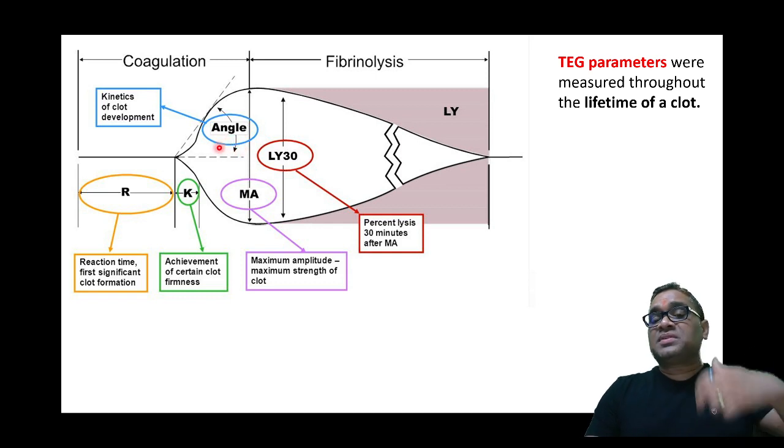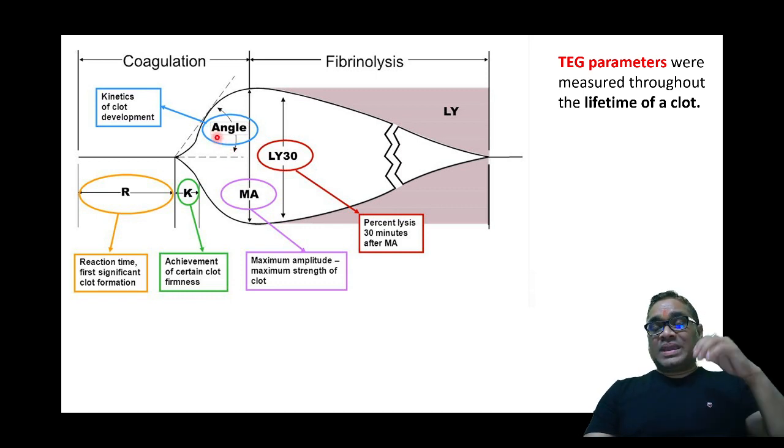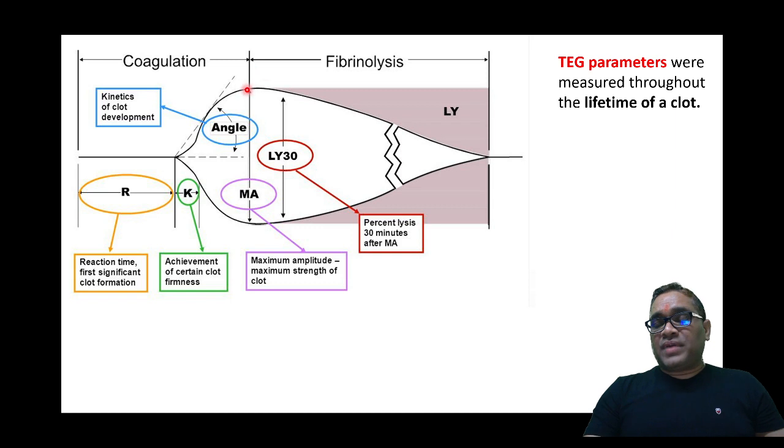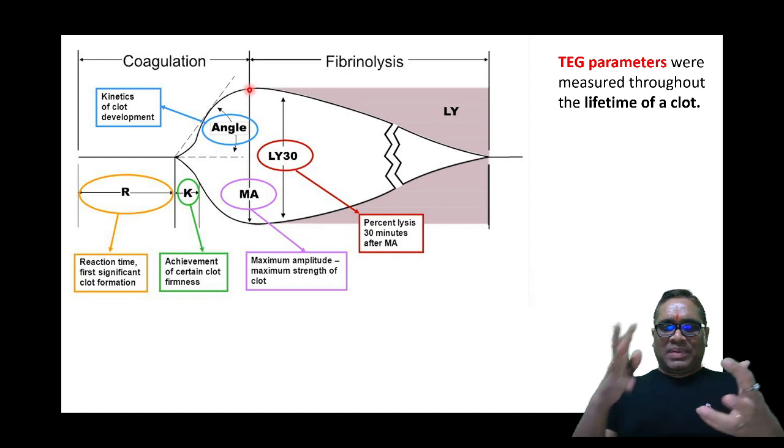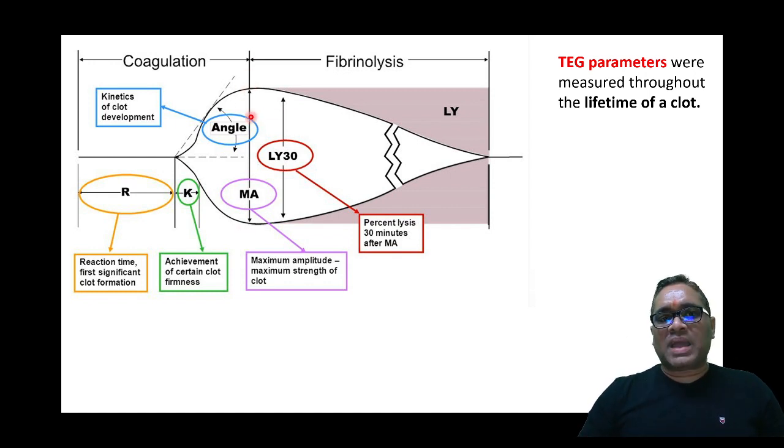That is why I said TEG is the dynamicity of the coagulation pathway. Alpha angle gives information about the fibrin accumulation. When fibrin is accumulated and the clot is formed, there will be full strength. When fibrin and platelets interact with each other, that is called maximum amplitude, which shows the maximum strength of the clot, fibrin plus platelet. And after 30 minutes, you can see lysis 30, which shows the fibrinolysis. So now I understand RKAML: R time, K time, angle, MA, LY. These are the 5 parameters of the thromboelastogram.